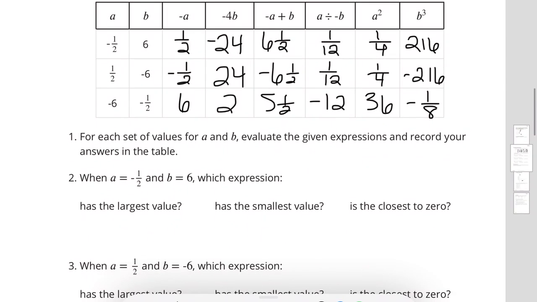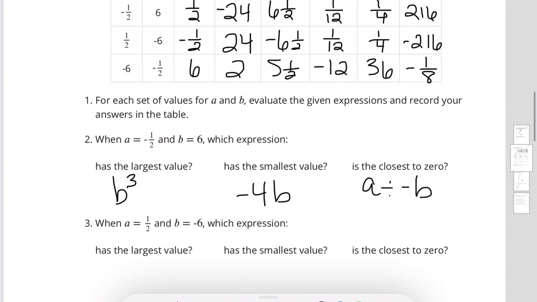On number 2, when A equaled negative 1/2 and B equaled positive 6, which expression has the largest value? So B cubed had the largest value. Which expression has the smallest value? Negative 4 times B had the smallest value. Which expression is the closest to 0? That would be A divided by negative B, because my answer was positive 1/12.